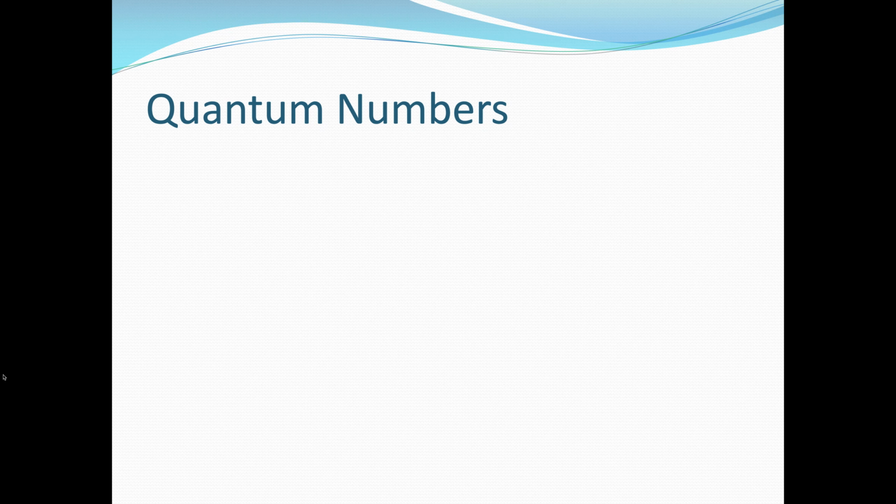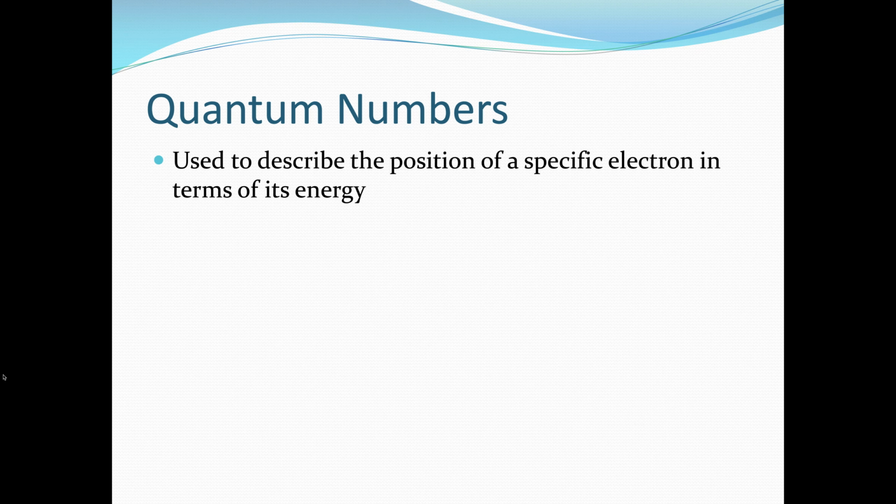Quantum numbers are useful for describing individual electrons. They're not describing necessarily the actual physical location of an electron, but their energy. And there are four different numbers that you're going to have, from most general to most specific, to indicate that position in terms of energy.